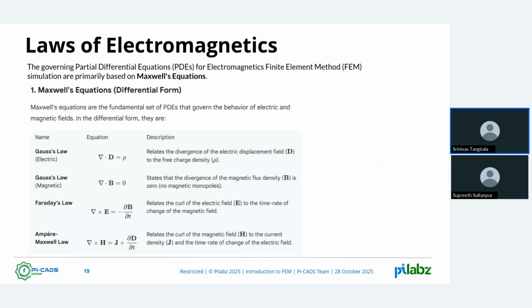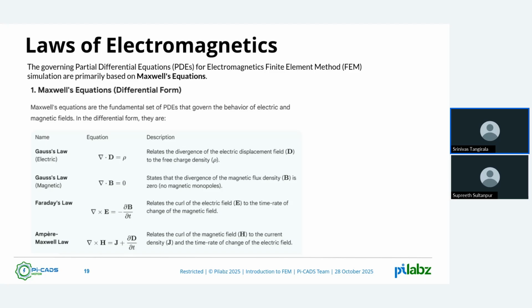electromagnetics. We'll start with the governing equations in electromagnetics. These are called Maxwell's equations. Like we told you in the beginning of the webinar, all these phenomena are encapsulated into PDEs, partial differential equations. All the governing equations for the electromagnetics finite element method model are based on Maxwell's equations. What do they look like?